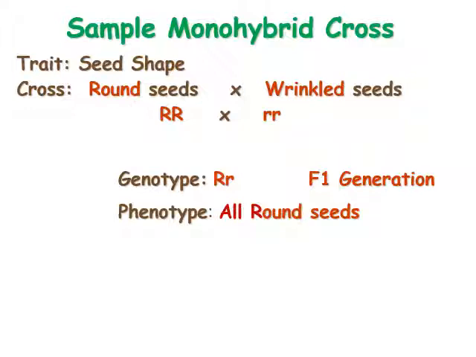The F1, where even though the phenotype is all round, the genotype is represented as capital R small r because it derives one capital R from one of the parents and one small r from the other parent, where the capital R and small r are actually the alleles for the particular trait. So we could say the allele for roundness is represented by capital R and the allele for wrinkledness is represented by small r.